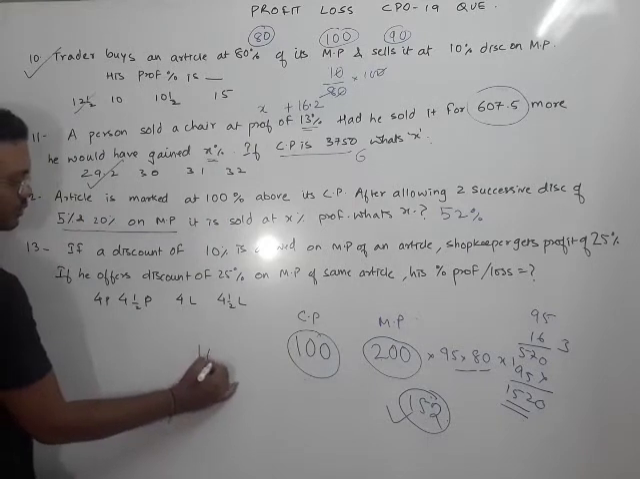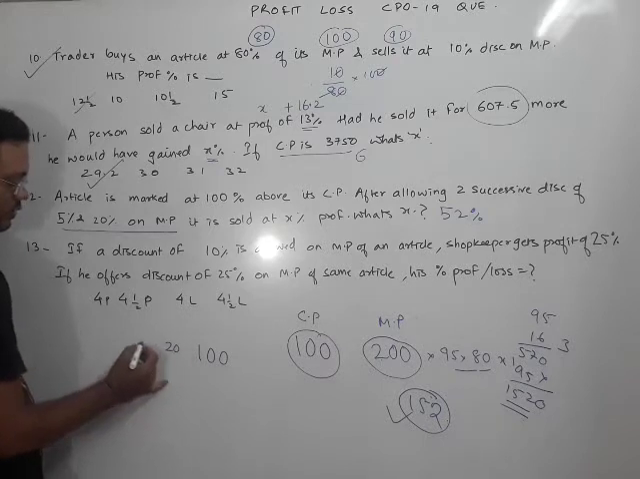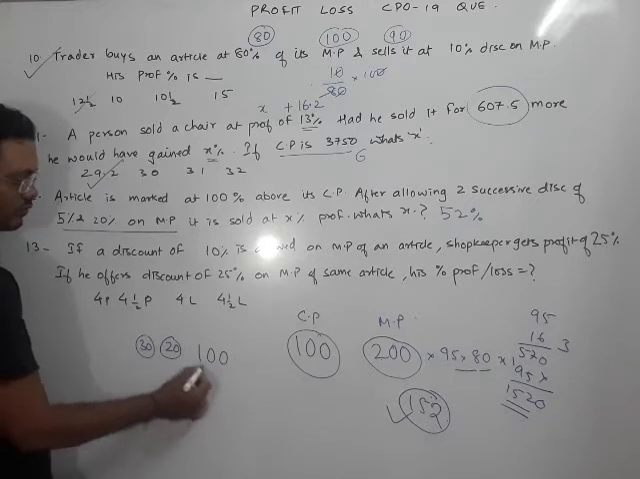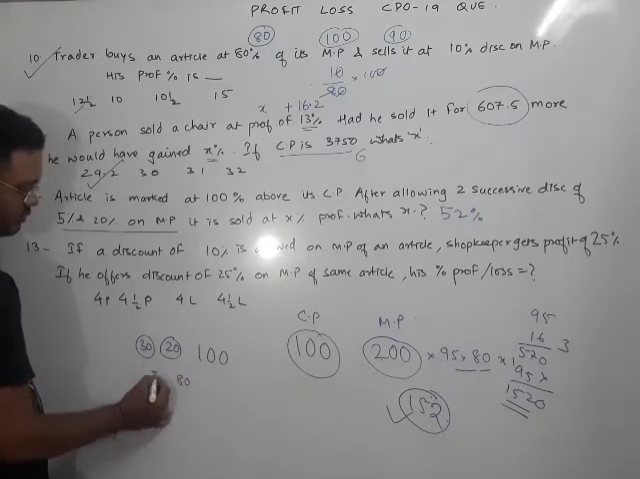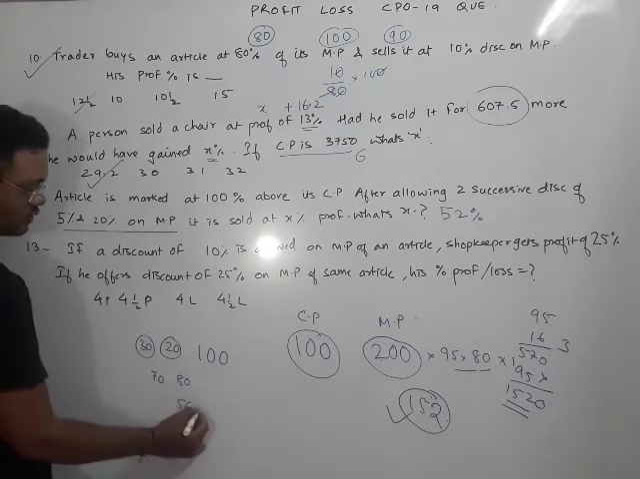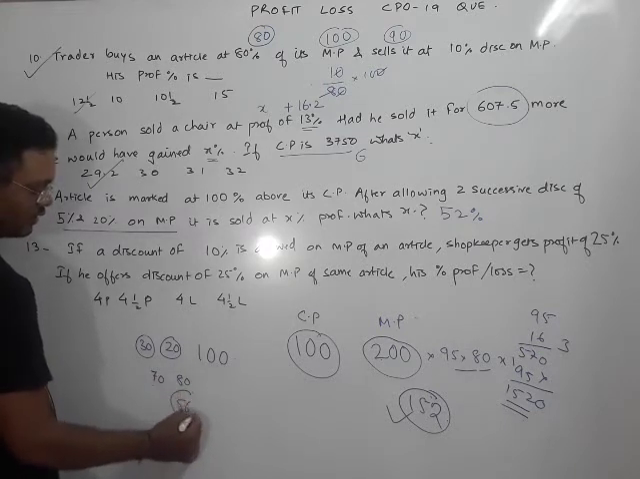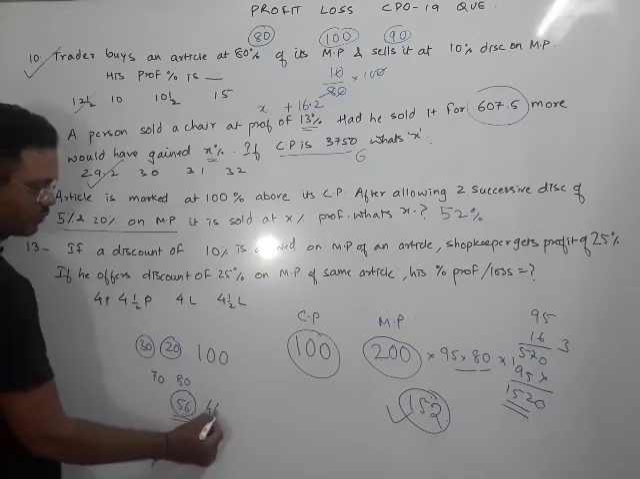Let's say a 100 rupees thing is there. I am giving 2 successive discounts of 20% and 30%. It means what is the cost for me? It is nothing else but 80% and 70%, means 56. So I have bought it at 56. What was the discount given? 44.